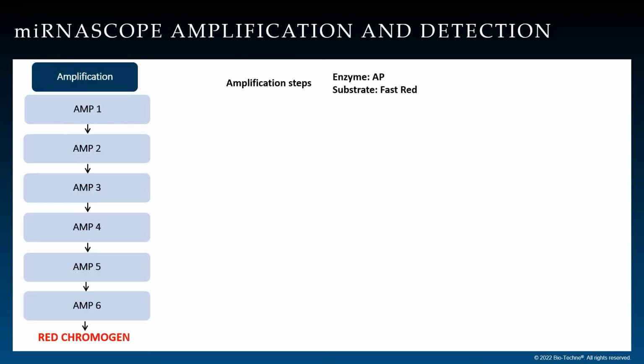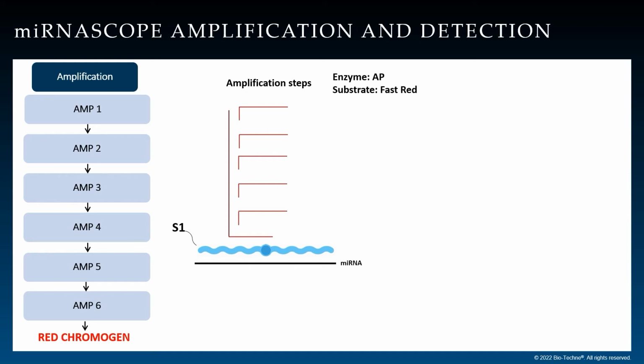Signal amplification and detection uses a multi-step procedure to assemble the amplification trees bound to the target probe. First, the probe binds the target RNA. Then the trunks of the trees are attached to the probe. Next, branches are added to the trees. Finally, the leaves are attached.